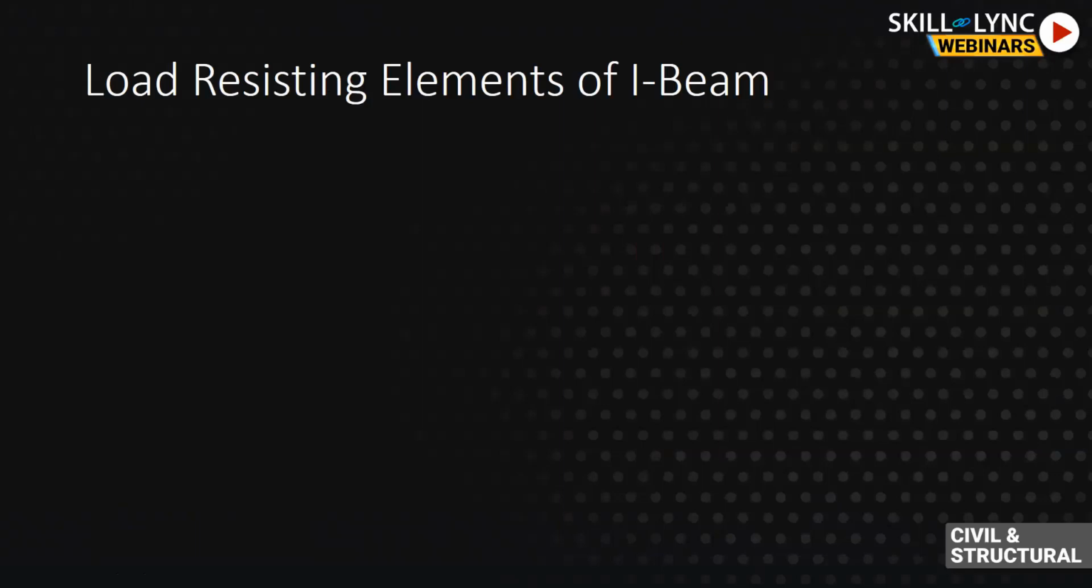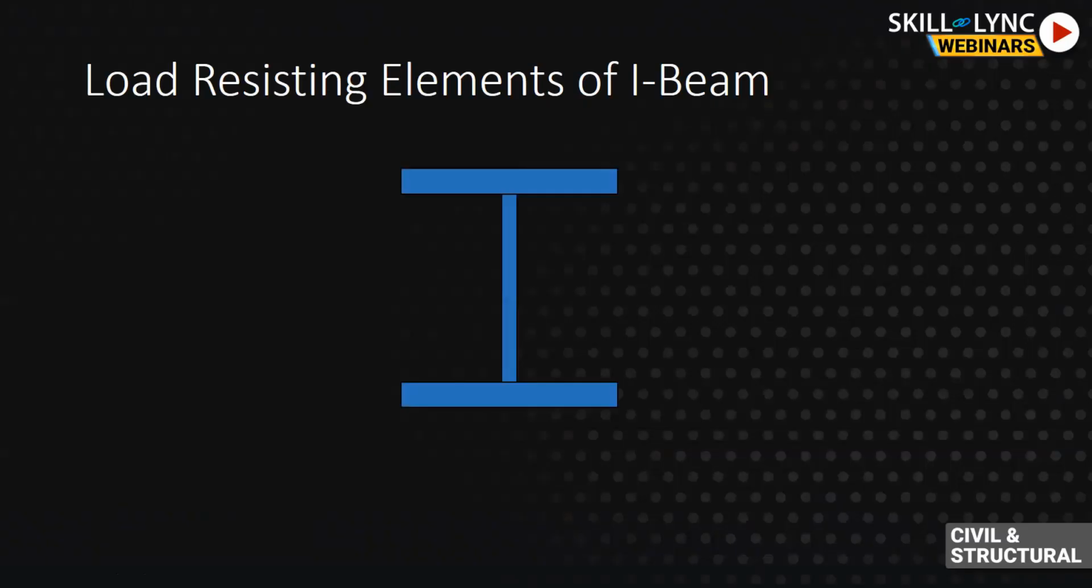Coming to the next part, which is the load resisting elements of an I-beam. We need to understand the purpose of each element that forms our structural section. Why have we selected an I-beam here? I-beam is the most widely used structural section for the industrial structures. It is composed of three components. The vertical component is called the web, and the two horizontal components sandwiching the vertical component are called as flanges.